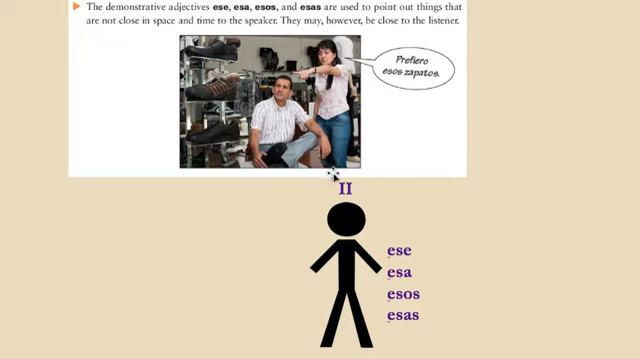So ese, esa, esos, esas are used to point out things that are not so close in space and time to the speaker. They may, however, be close to the listener. May not be. Could be. Prefiero esos zapatos. I prefer those shoes. So the ones that aren't here next to us, not the ones that you have right here, but rather those ones over there. Ese, esa, esos, esas.